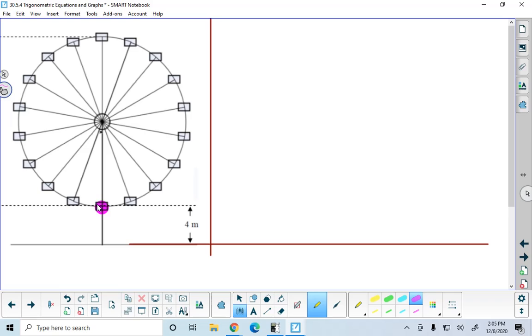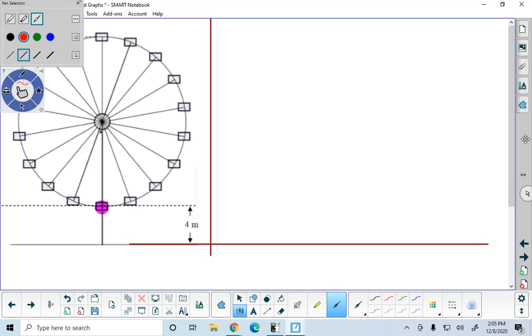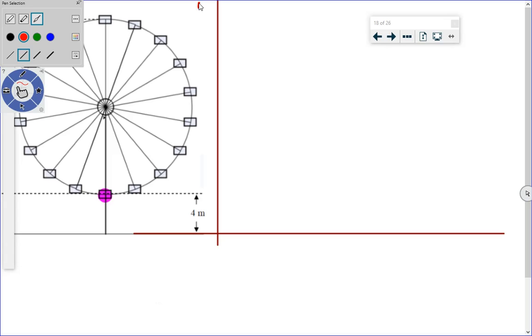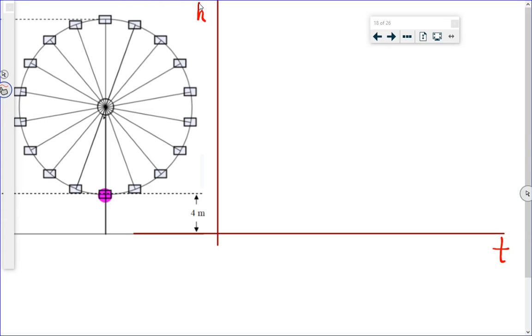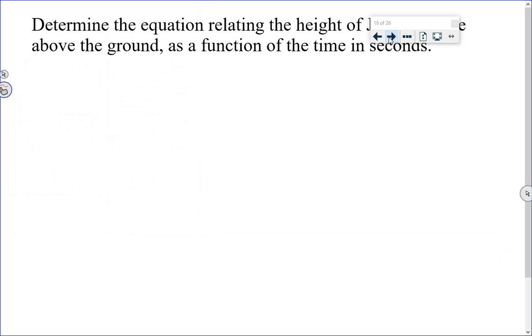Now the Ferris wheel is going to turn, and it doesn't matter which way it turns. Let's just say it turns counterclockwise. You'll notice that what I've put here on my diagram, these two brown lines, are axes. The vertical line is the height of Joel and Ellie. So this is the height in meters. And along the horizontal axis is time. And the reason I'm setting up my axes that way is the question says, determine an equation relating the height of Joel and Ellie as a function of time in seconds. And it's the height above the ground.